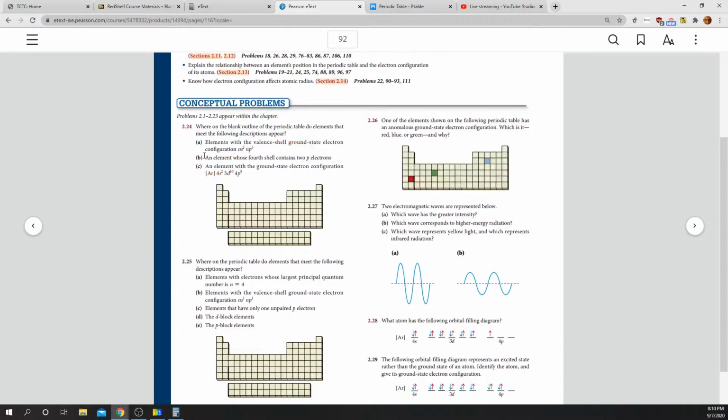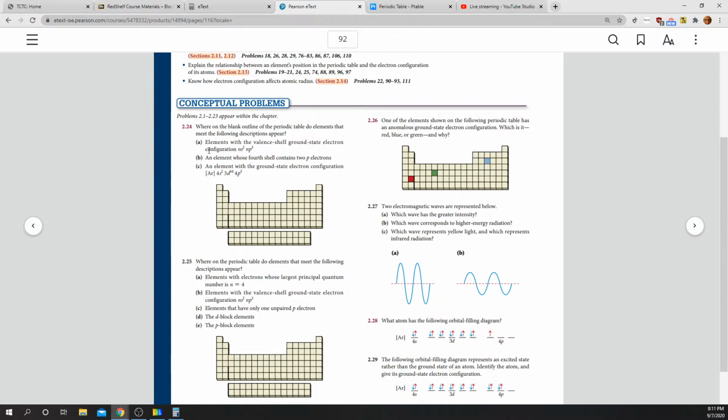Sweet. Okay, so first problem, chapter 2, problem 24. Where on the blank outline of the periodic table do elements that meet the following descriptions appear? Elements with the valence shell ground state electron configuration ns2 np5. Ground state just means stable, lowest energy. No electrons have been added, no electrons taken away, no electrons bumped up to a higher level because of incoming light. Nothing like that.